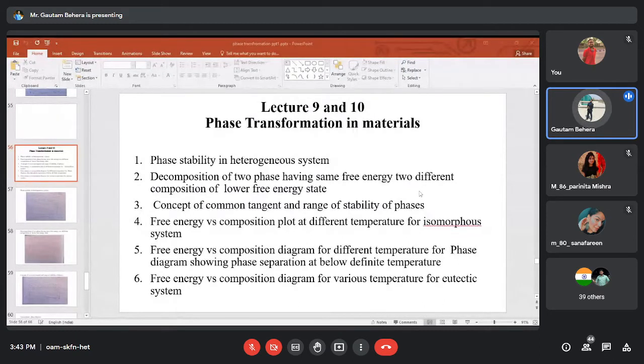You should know how to draw a free energy per mole versus composition diagram out of the phase diagram at different temperature, because different phases have different stability at different temperature and at different composition. Okay, that is our main topic. Okay, so these are today's content.